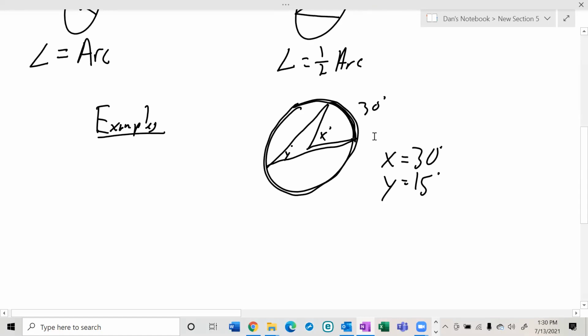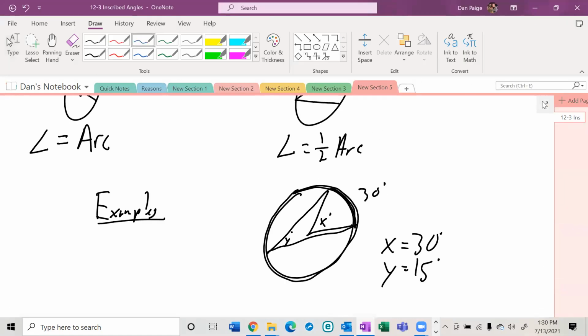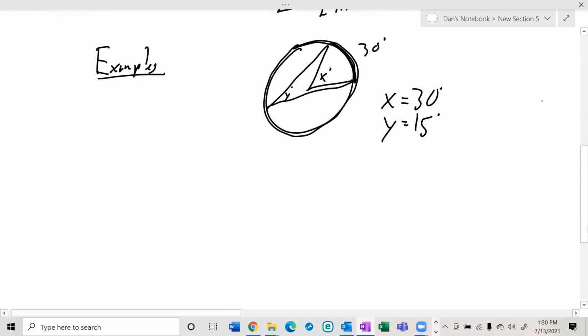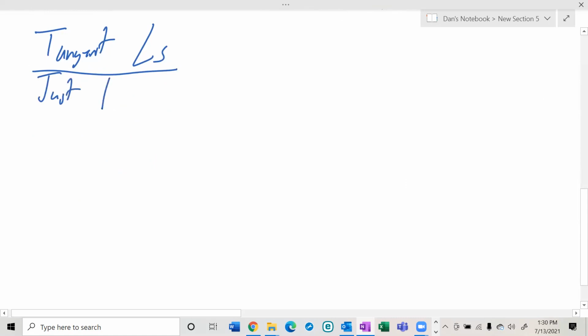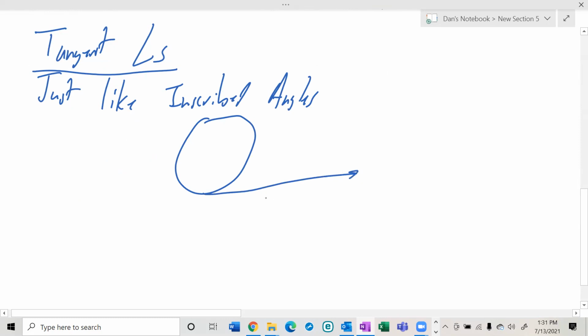All right. Now here's a different type of thing where it's the same concept. This is a different type of inscribed angle. This is tangent angles, and tangent angles are just like inscribed angles. Let me draw up the tangent angle. We're going to have a tangent line, and with that tangent line, we could put another line anywhere. Let's just put it like that.